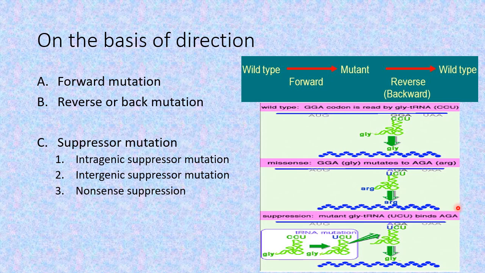So this type of mutation will be known as the nonsense suppression, because now the effect of another nonsense mutation is being suppressed because of this mutation in some other part of that particular gene or some other gene.